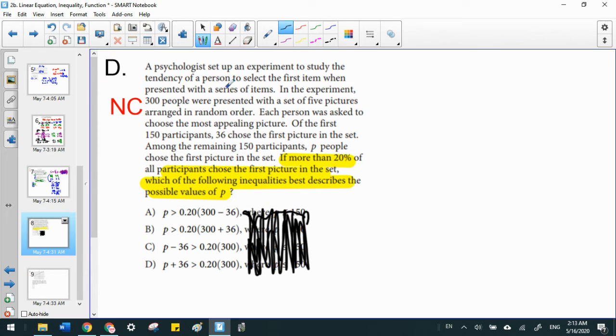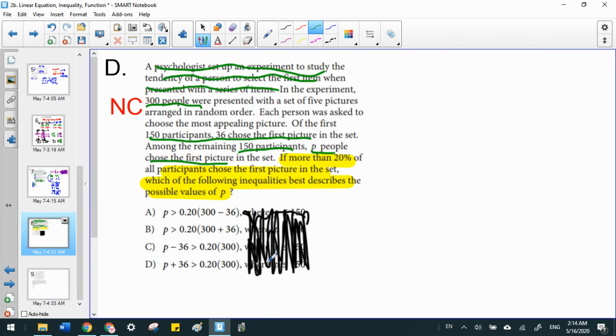Psychologists set up experiments to study the tendency of people to select the first item. We're presented with a series of items. So usually the first sentence with the intro is really not that important. And then we're going to read the rest of the problem. In the experiment, 300 people were presented with a set of 5 pictures. Each person was asked to choose the most appealing. Of the first 150 participants, 36 chose the first picture in the set. And then among the remaining 150 participants, P people chose the first picture in the set.